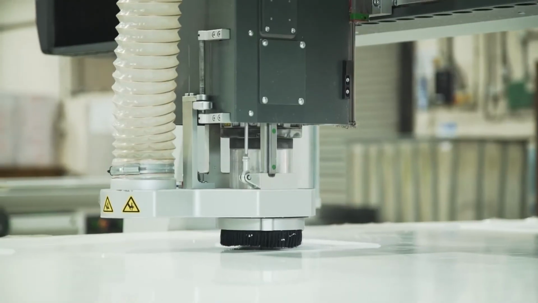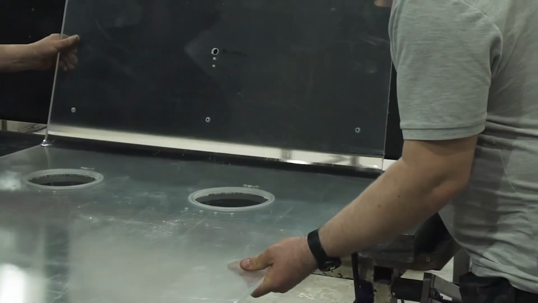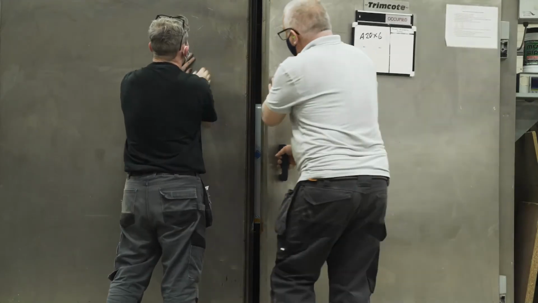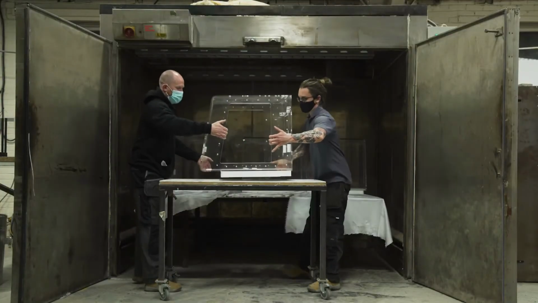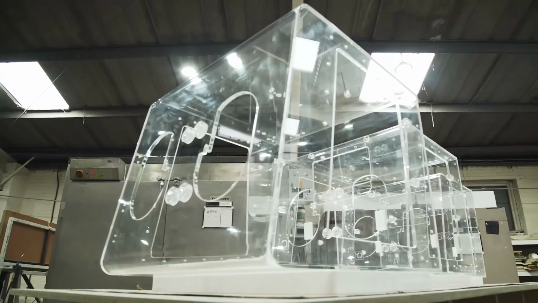Chambers are manufactured to the highest possible standard and heat treated, sometimes referred to as annealing, at least twice during manufacture. This heat treatment process relieves all the stress that would normally occur when acrylic is fabricated, polished or machined.